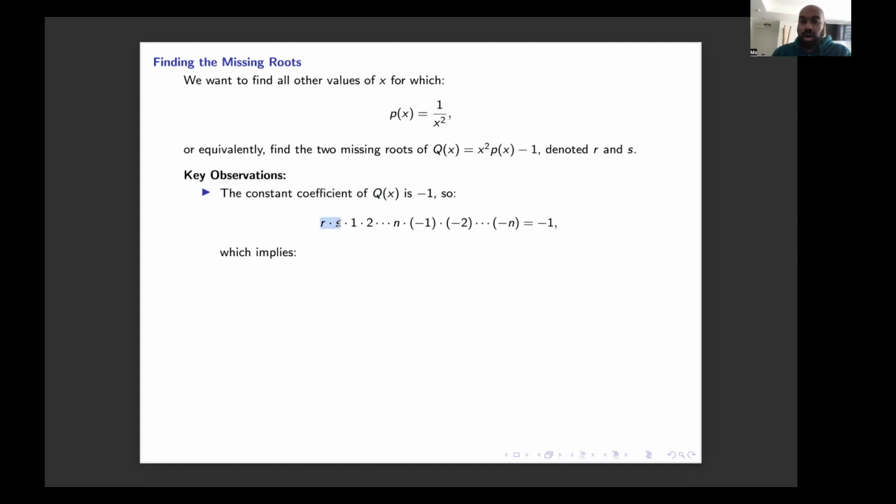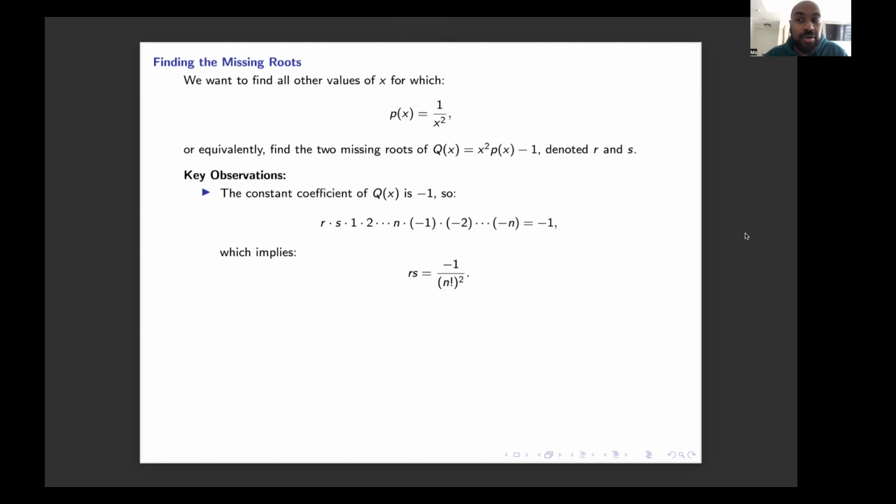The missing roots are r and s, and we know all the other 2n roots, they're right here. So the product of these has to be -1. Now the thing to notice is we were given that n is an even integer, so the number of negative signs that we see in this part of the product is even. And so they all cancel out, and we get r times s times n factorial times another copy of n factorial is -1. And so r times s is -1 divided by the quantity n factorial squared.